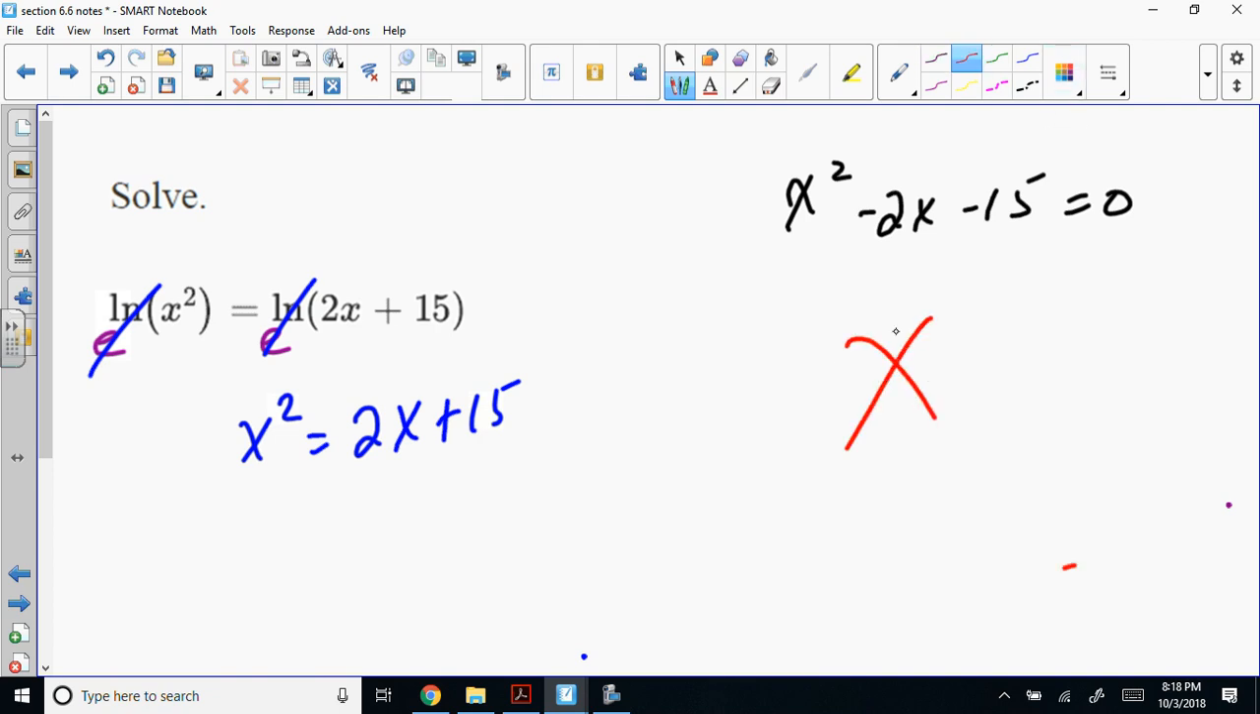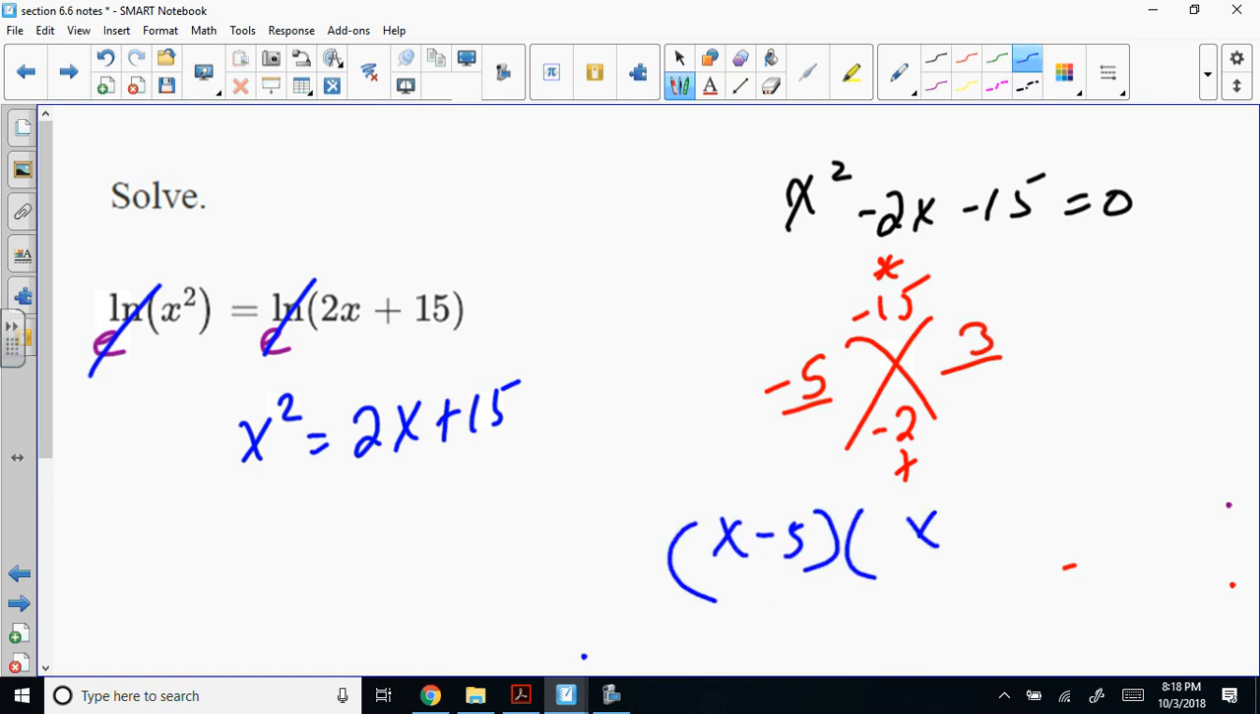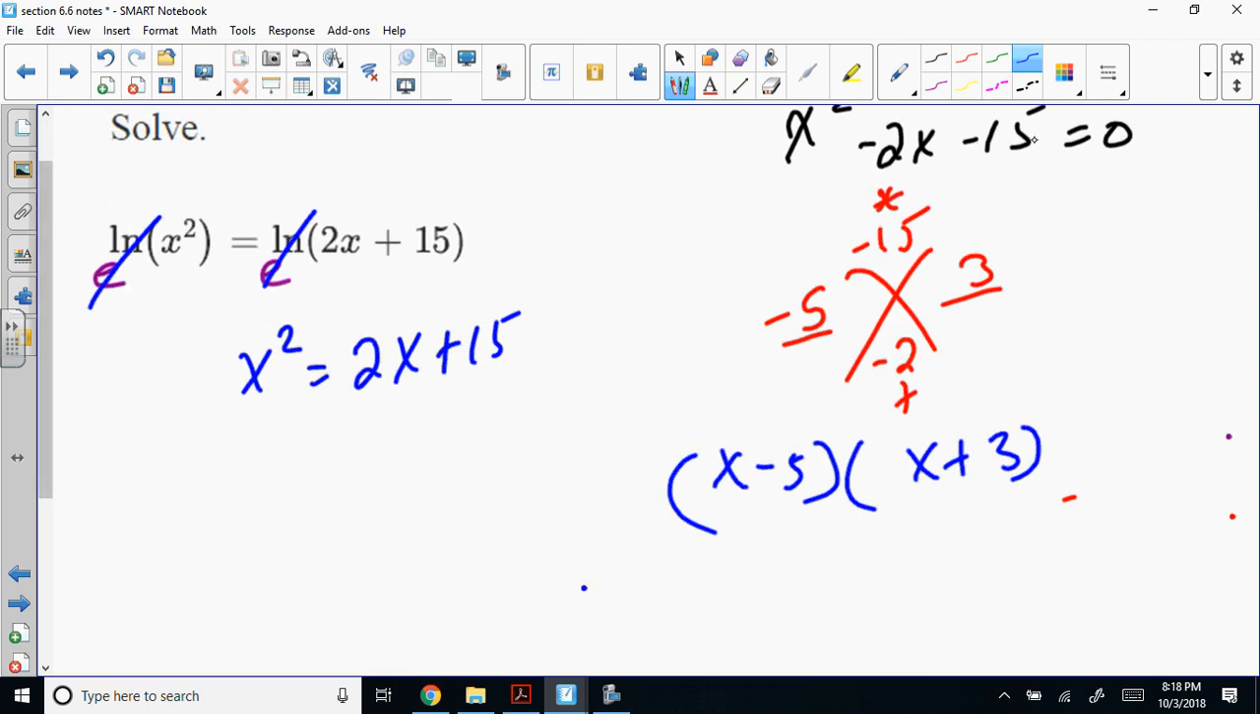What multiplies to give you negative 15, but adds together to give you negative 2? Ladies and gentlemen, there'll be a 3 and a 5, and the negative would go on the 5. So that's x minus 5 and x plus 3. If you got a TI-36X Pro, you just type that in right there and hit solve, and it'll do it for you. Why again do the natural logs cancel out?